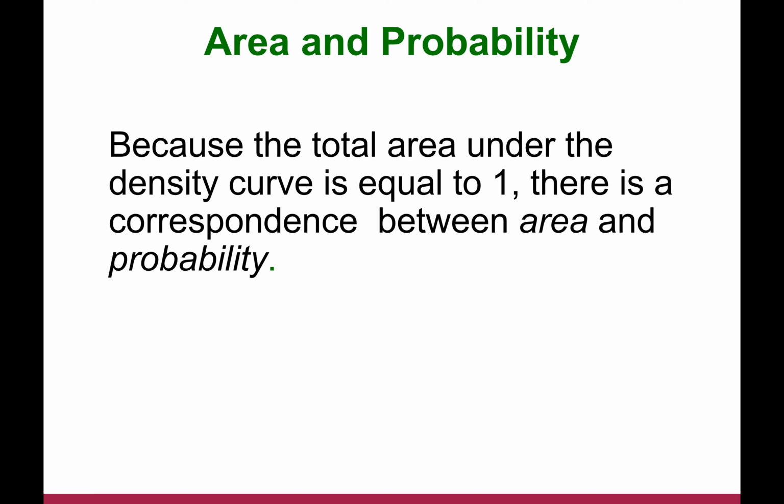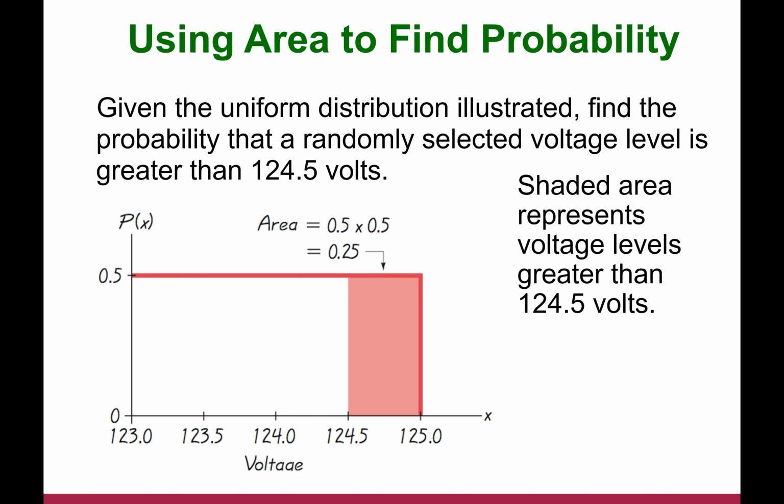Because the total area under the density curve is equal to 1, there's a correspondence between the area and probability. For example, using area to find probability, given the uniform distribution illustrated, find the probability that the randomly selected voltage level is greater than 124.5 volts.